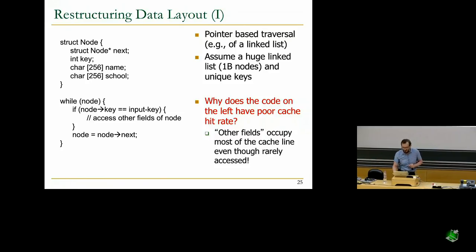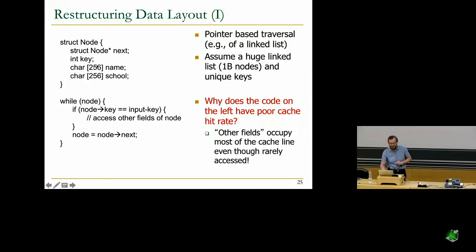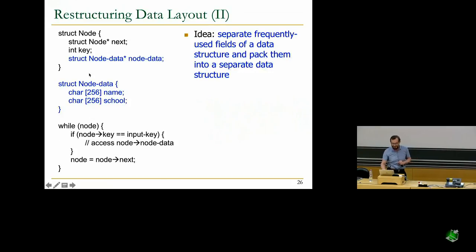So if you were smarter, you could do something else. Basically, the problem is these other fields, name and school, occupy most of the cache line, even though they're rarely accessed. And if you are a smart programmer, you realize that, oh, I'm not going to access these often. I'm going to access these less often, but I need really next and key to be able to go through the next node. What you could do is you could rewrite your program. This is one way of rewriting it, such that you have two objects. You have the next pointer and the key for the node, but the huge arrays of name and school, you don't put them in the same location, in consecutive locations in memory, but you put them in a different data structure, and you have a pointer to that data structure from this data structure.